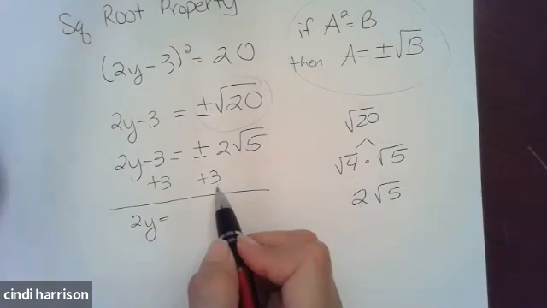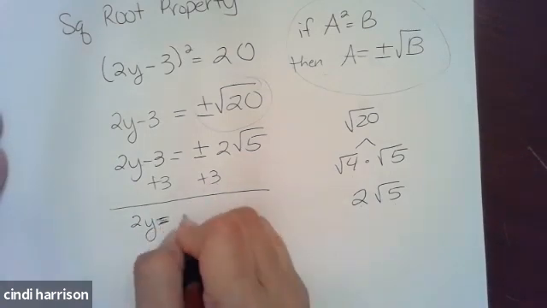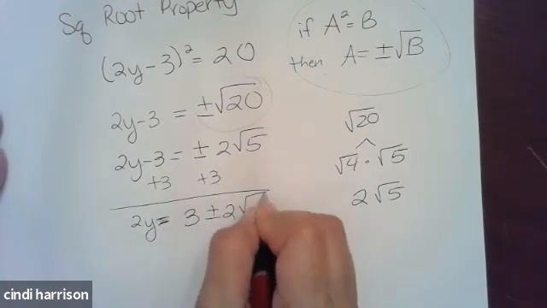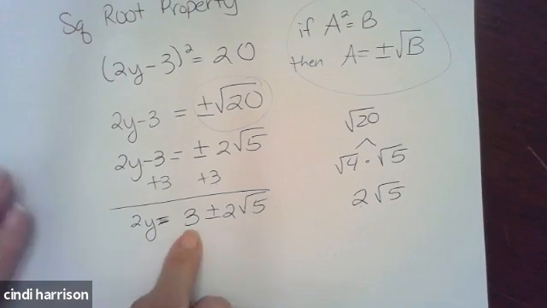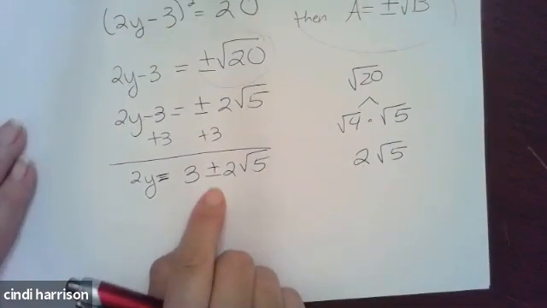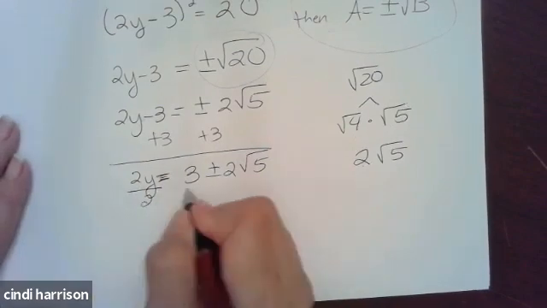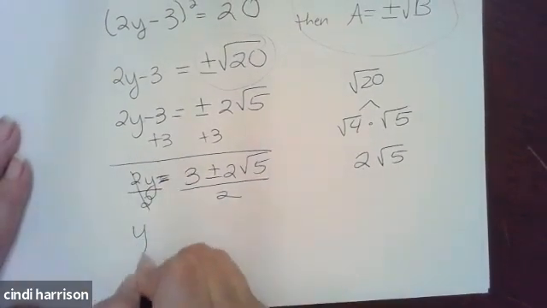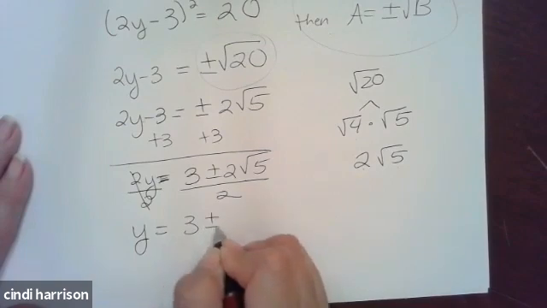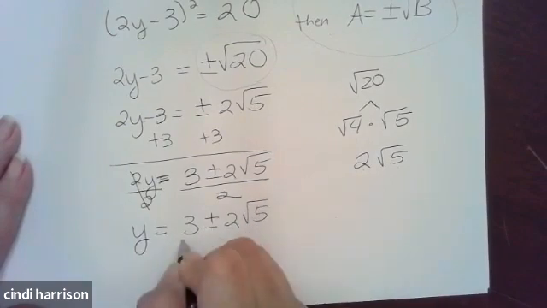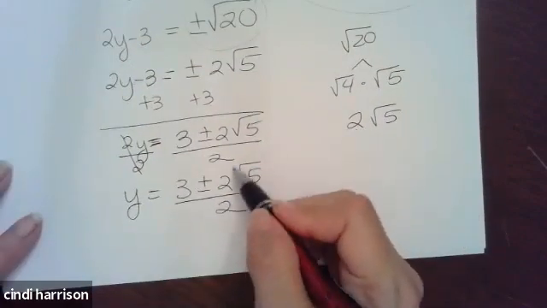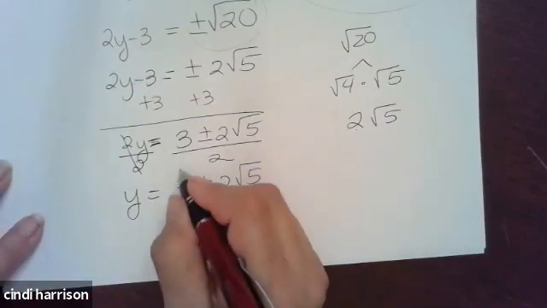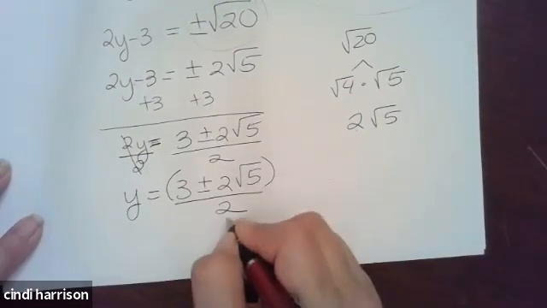Now remember, this part was a little awkward at first, but you have to put that 3 in front. So it's a positive 3, which is assumed, so I don't have to show it's a plus 3. We know it's a plus 3. Put it in front of the plus or minus, and now divide both sides by 2. So y equals 3 plus or minus 2 square root of 5, all divided by 2. Now, don't be tempted to cross these 2's out, because it's this entire numerator divided by 2.